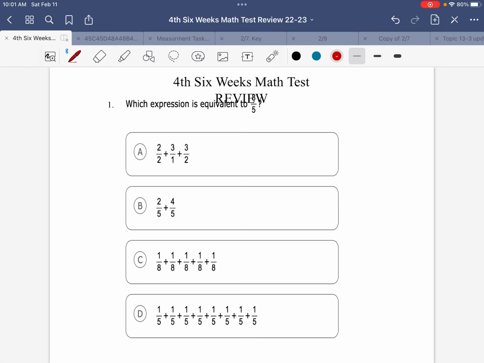Hi boys and girls, so I'm going to go over the fourth 6 weeks review. We already did it together in class, but I'm just going to make a video of me doing the problems in case you forgot how do we do these problems again, what are the strategies. I'm going to go over it.